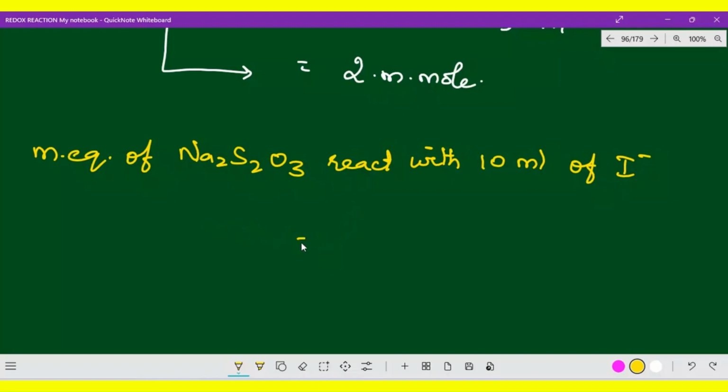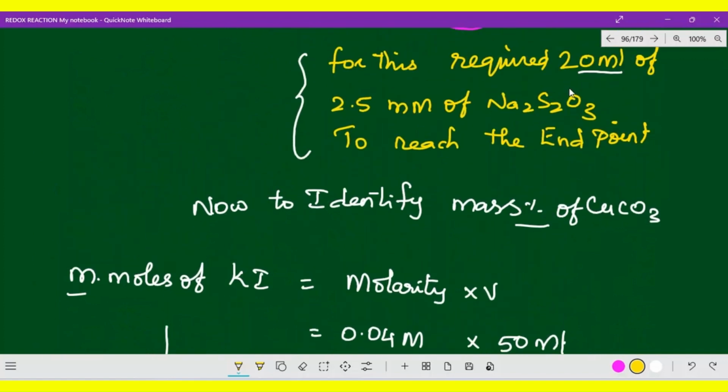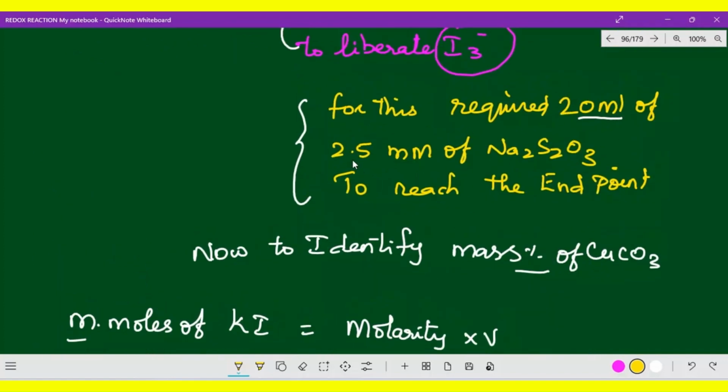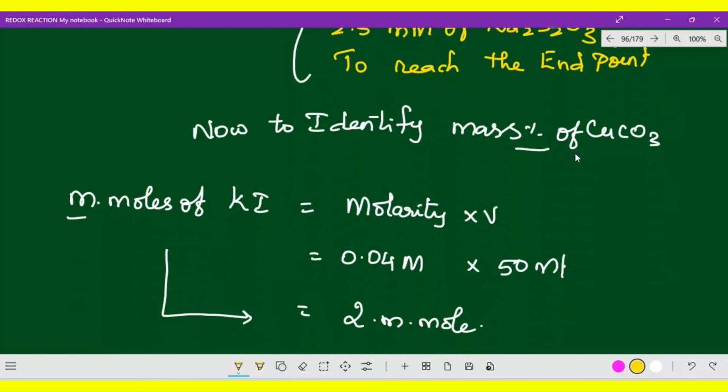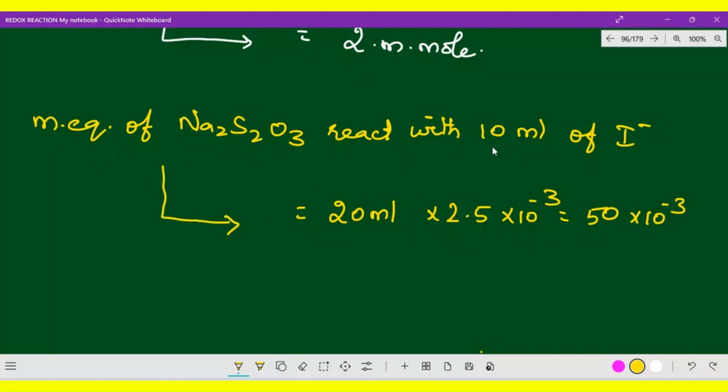So what are the points to be noted here? To liberate iodine, 20 ml of 2.5 millimole sodium thiosulfate. So here 20 ml into 2.5 millimole, and 10 to the power of minus 3, that is millimole we have taken. So how much will we get here? You will get 50 into 10 to the power of minus 3, right? So that is the milli-equivalent of sodium thiosulfate which reacted with 10 ml of iodine, right?